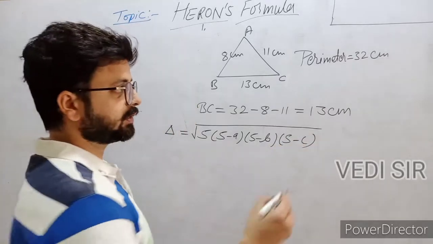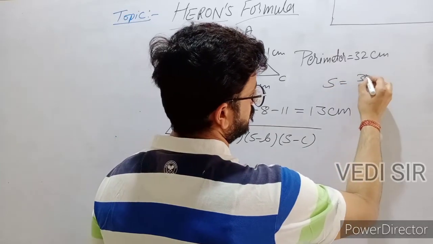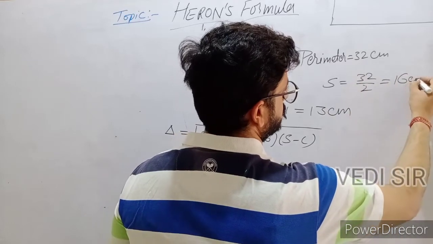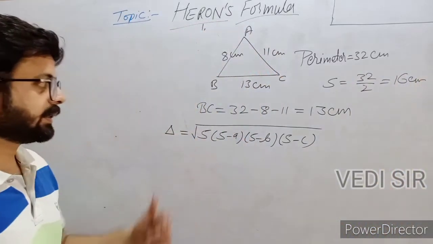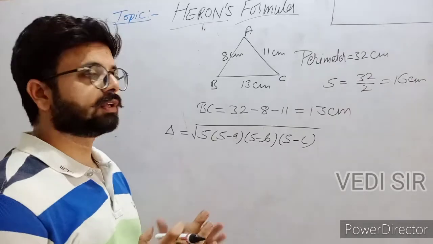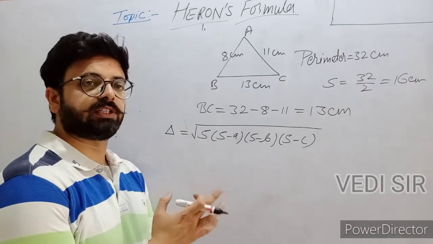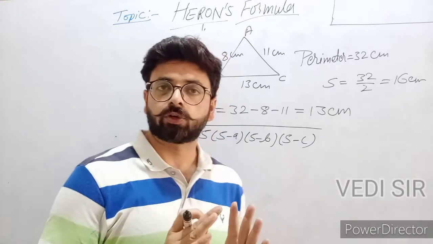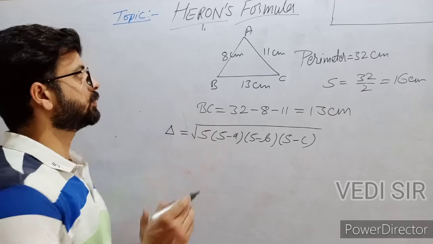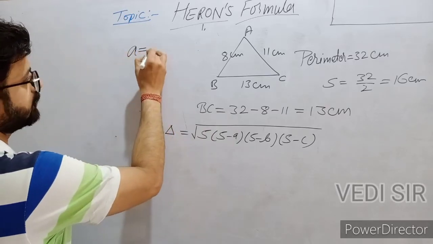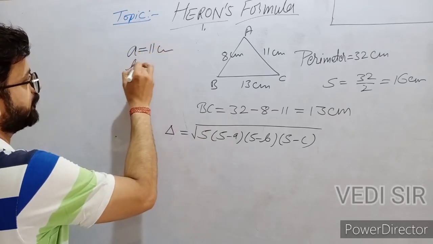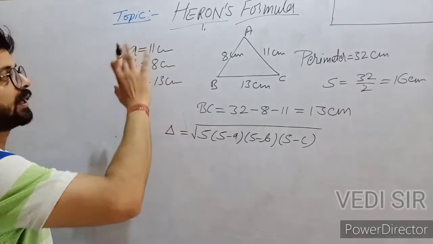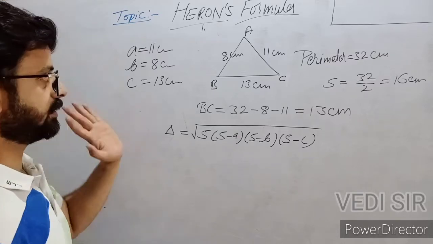S is half of the perimeter. So S I am calculating here. 32 divided by 2 is equal to 16 centimeter. Now for A, B, C, it's your choice which number you want to take. It's not necessary that we take in increasing order or in decreasing order. No, not an issue. You can take A, B, C according to you. A I am taking 11 centimeter, B I am taking 8 centimeter, and C I am taking 13 centimeter. You can take according to your choice.